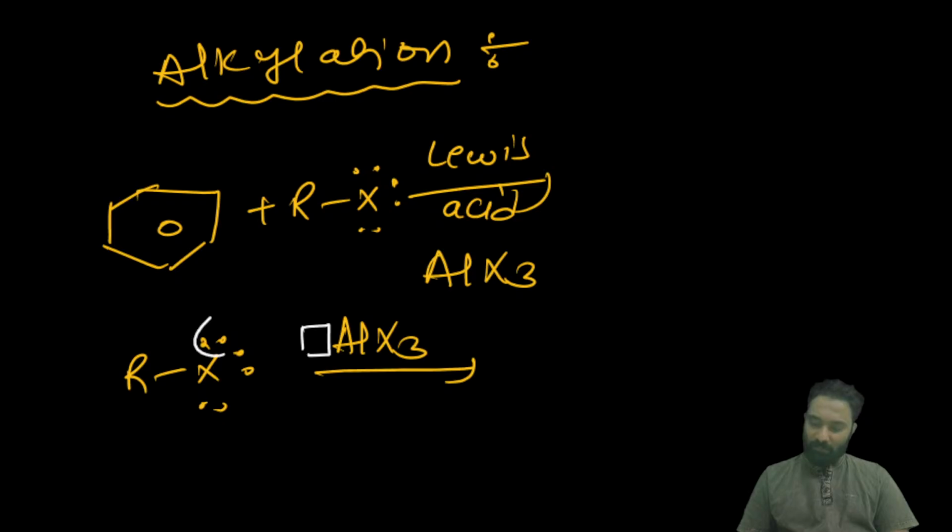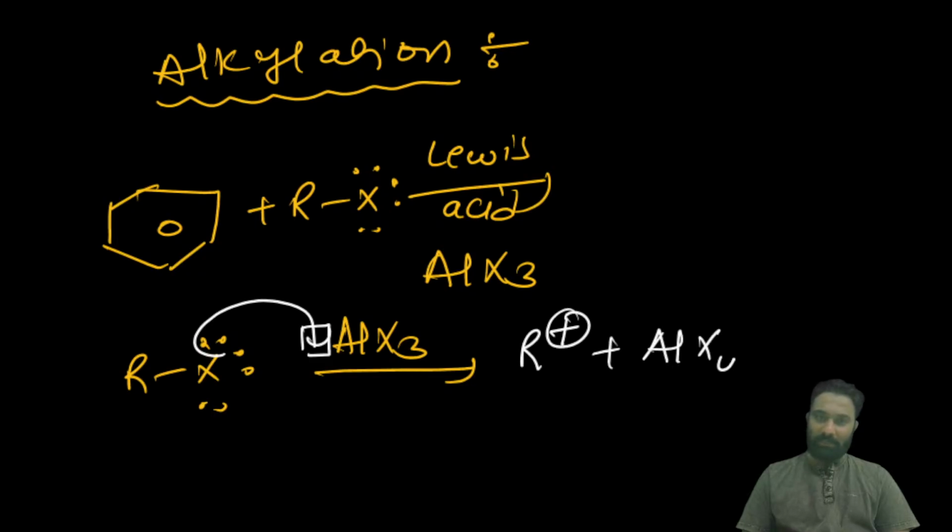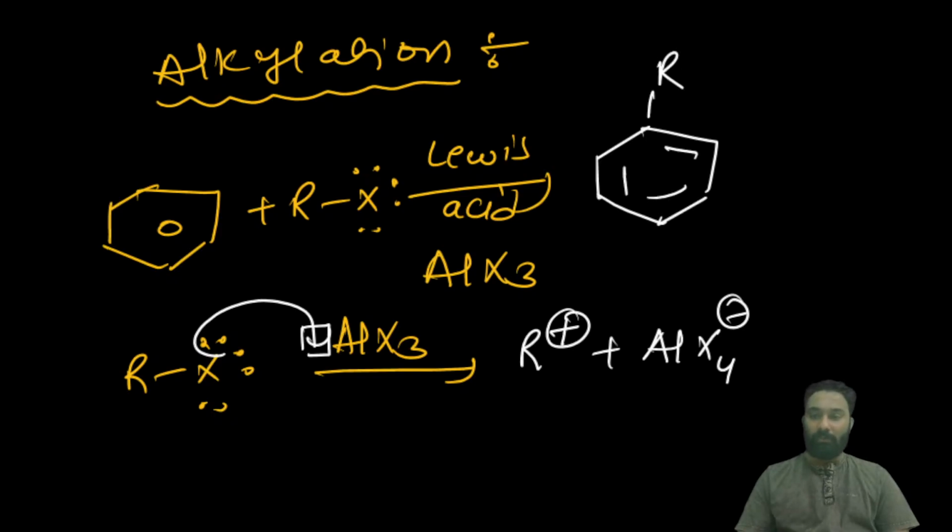Now this lone pair of electrons will be given to the vacant orbital. Then what will happen? Here it will give the electrophile and here we will get AlX4 minus. Then the electrophile that has been generated will go and add to the benzene and we will get the alkyl benzene.